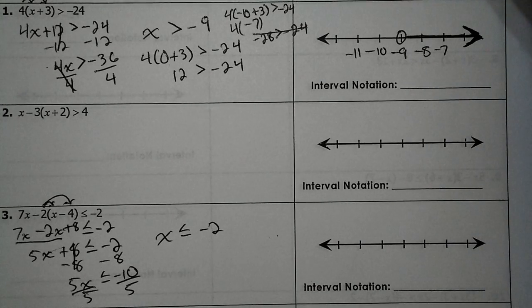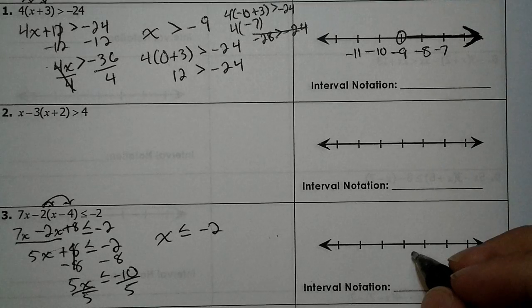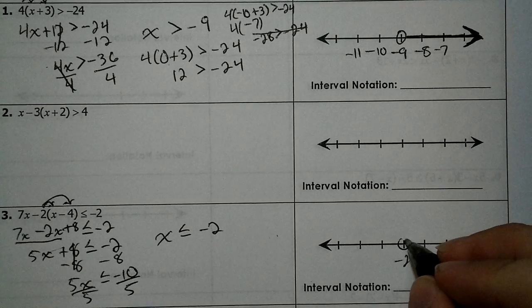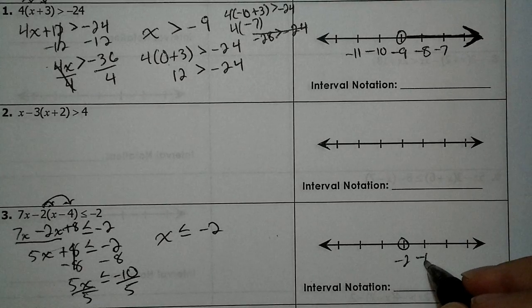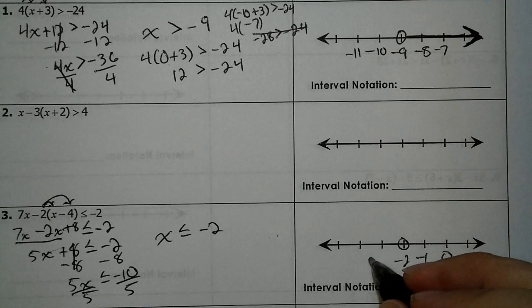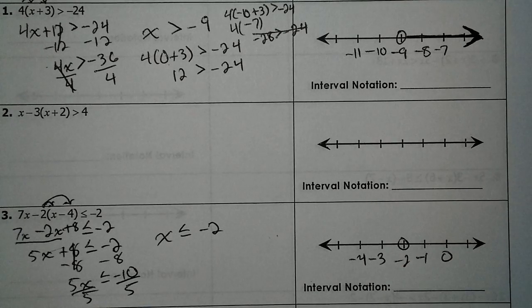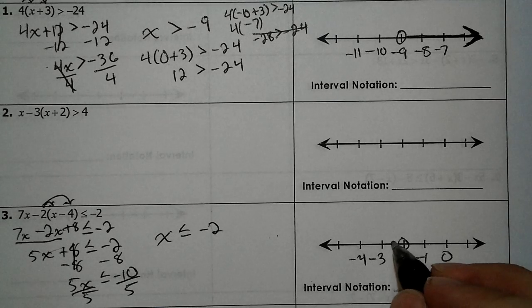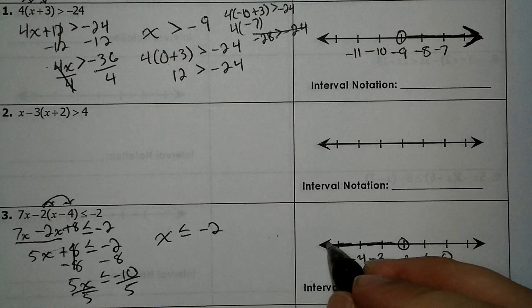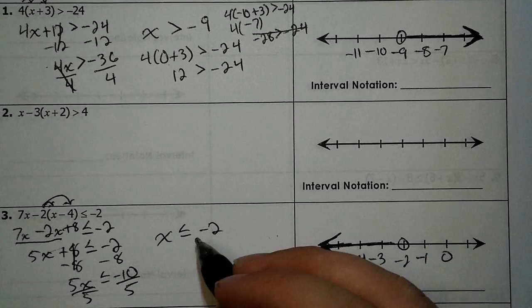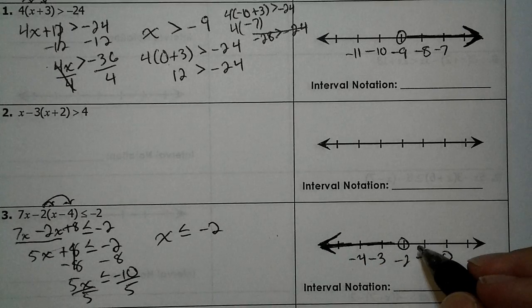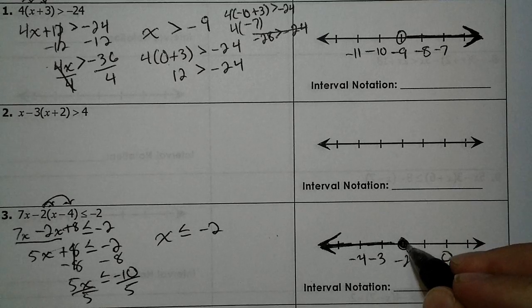So when I graph this one, put negative 2 here, circle it, put numbers larger, numbers smaller, and this one says x is less than or equal to negative 2. So which side are we going to shade in? Good, we're going to shade in the less than side. But since it has this or equal to, we're also going to include negative 2.